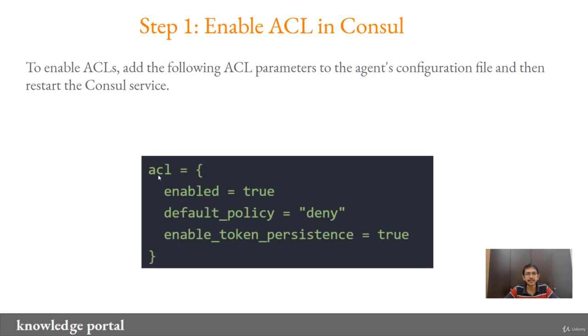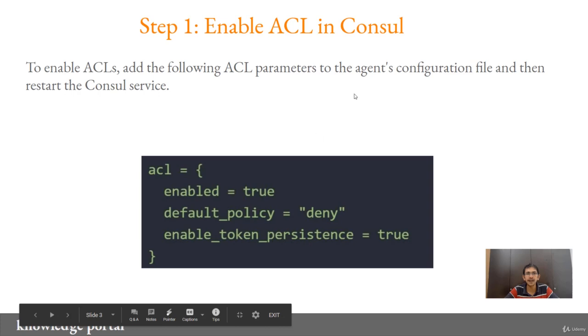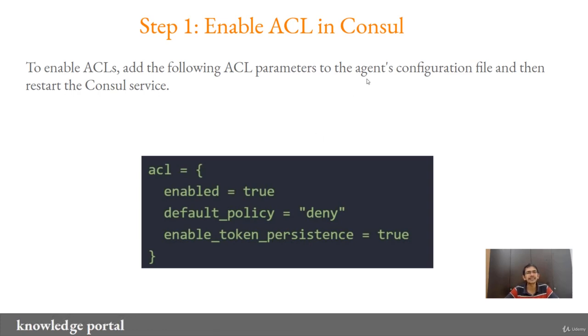If you see under the ACL, enable is true, the default policy is deny, we will be discussing more about this, and enable token persistence is true. So this is a very simple configuration file. You add it as part of your configuration directory and restart your Consul, and that's about it. You will then have to do authentication if you want to see the data here.